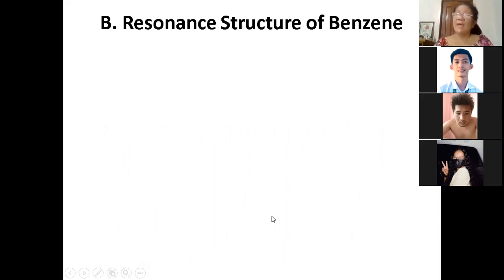So benzene has a resonance. Can you still remember the topic that we have in Chem 16? What is resonance? Meaning it has the same molecular formula, but they will differ in its structure. Pero pareho ra gyud siya og molecular formula. Okay, so that is resonance.